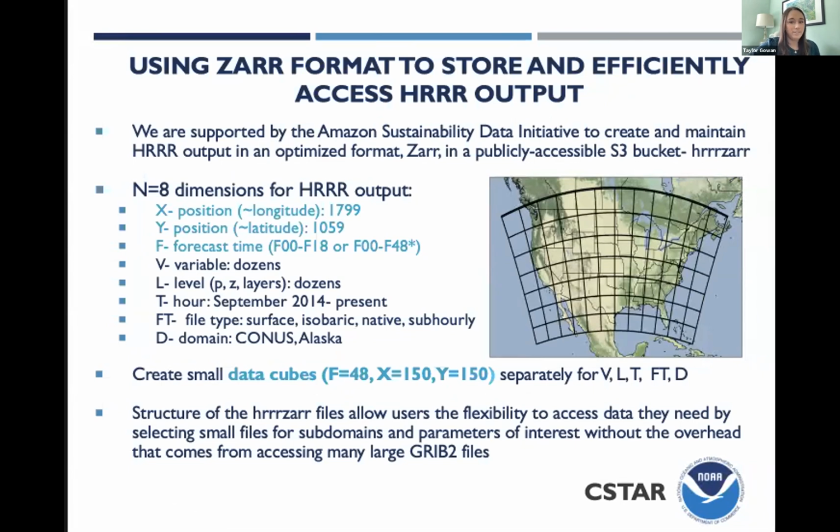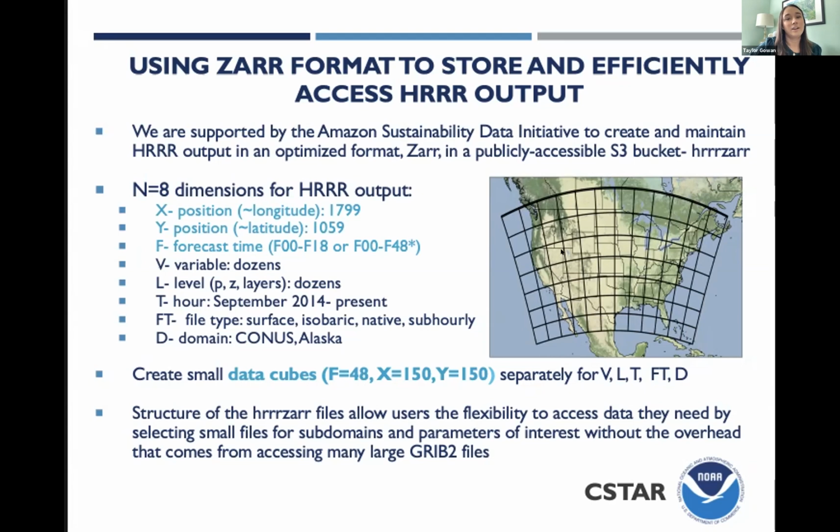These Zarr files contain all the same variables as the HRRR GRIB2 files, but are organized into domain subsets to eliminate having to access all 1.9 million grid points for each variable that you need. For our data set, we subset an HRRR forecast file into 48 by 150 by 150 data cubes, where 48 is the time dimension and 150 by 150 are your X and Y directions. These domain subsets are shown in this figure on your right with all the black grid boxes. Each of those is a chunk or a data cube, and that covers the entire HRRR domain.